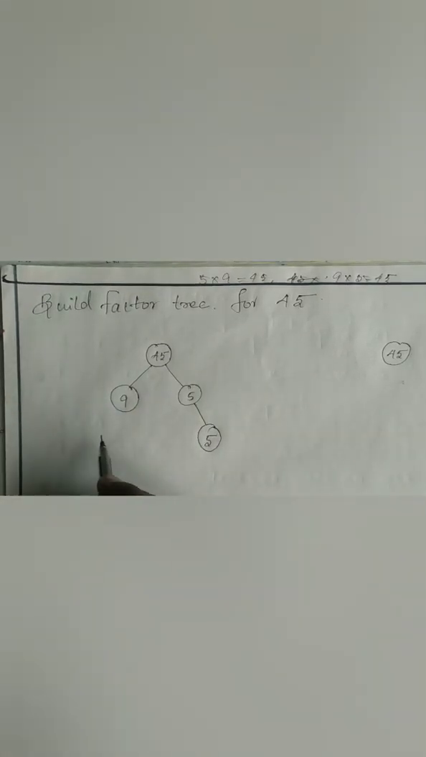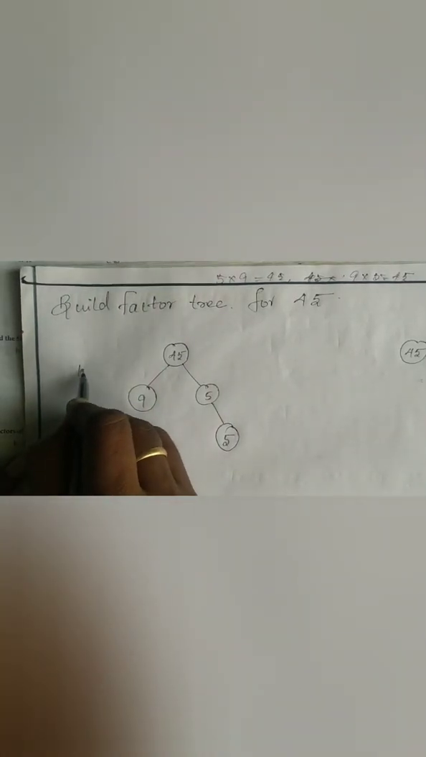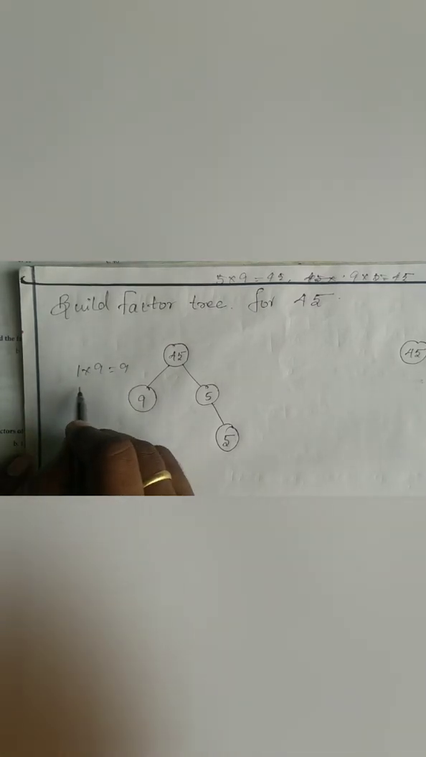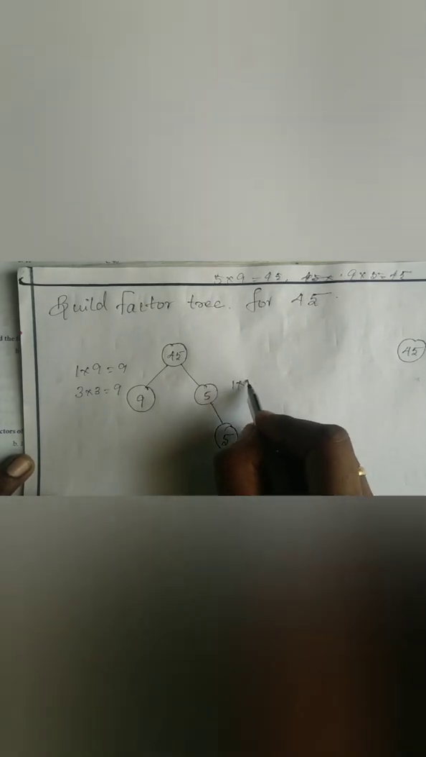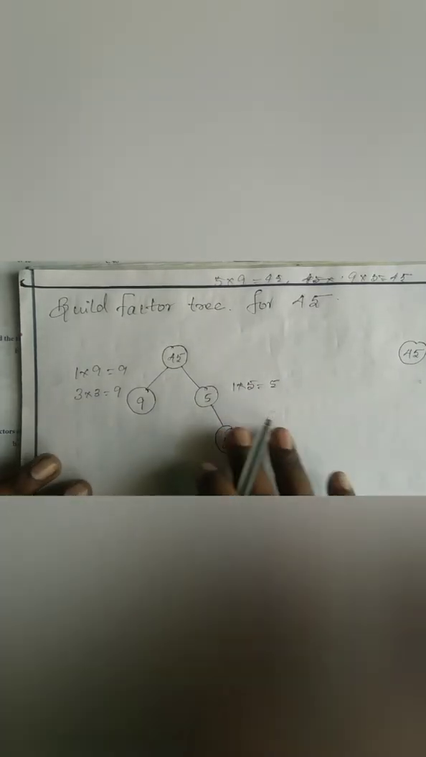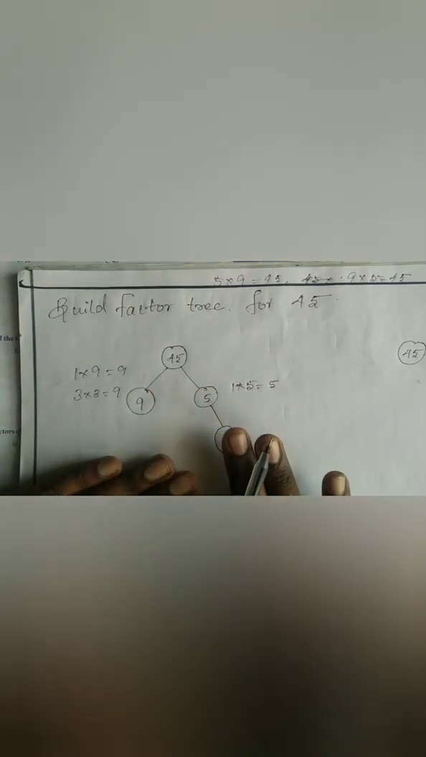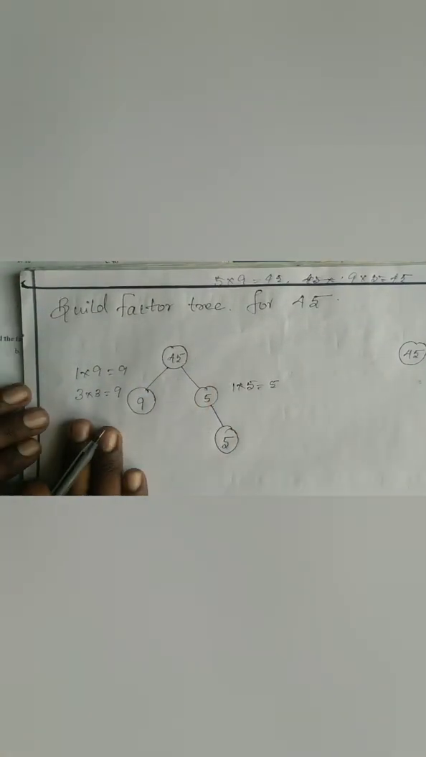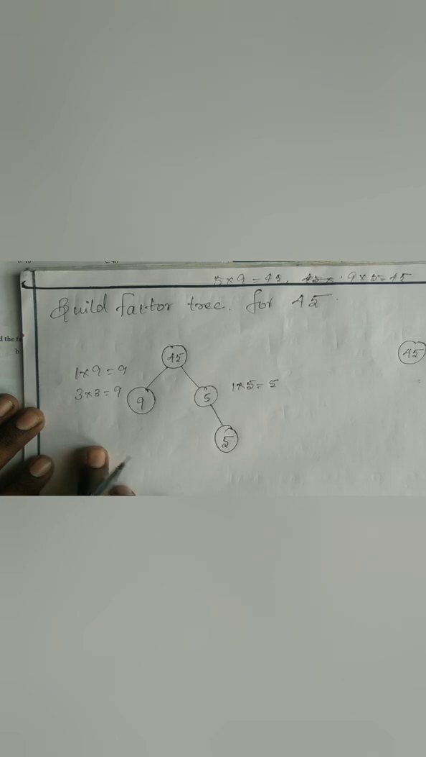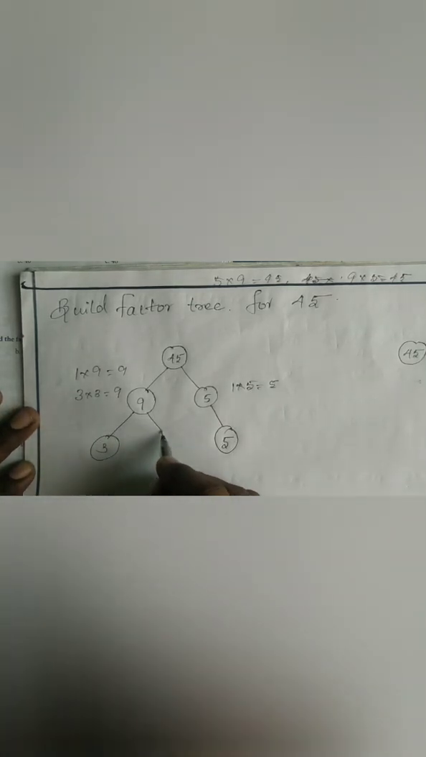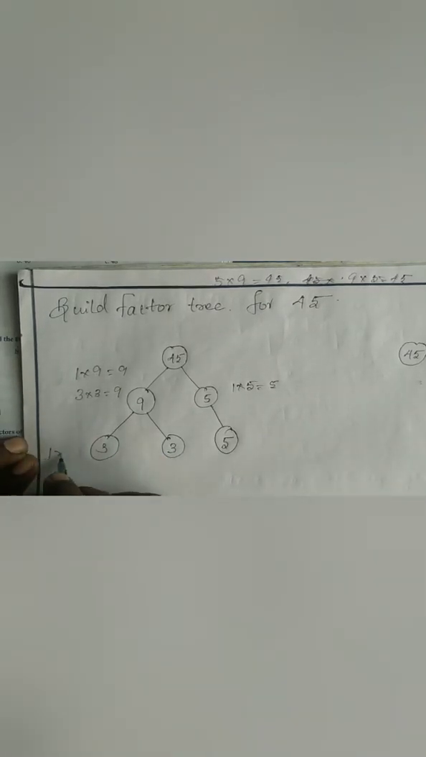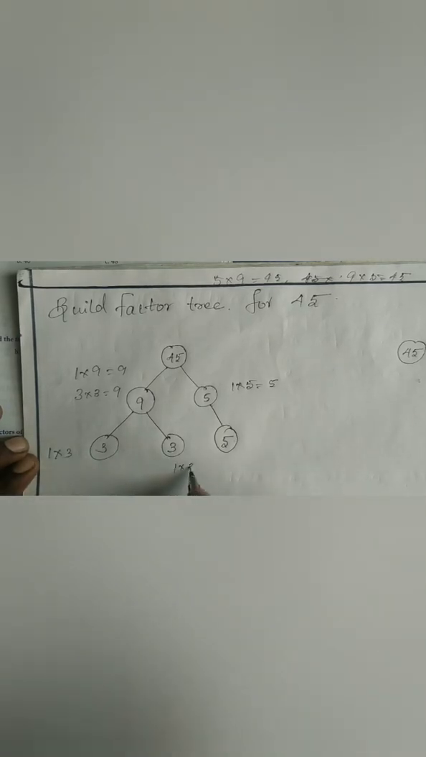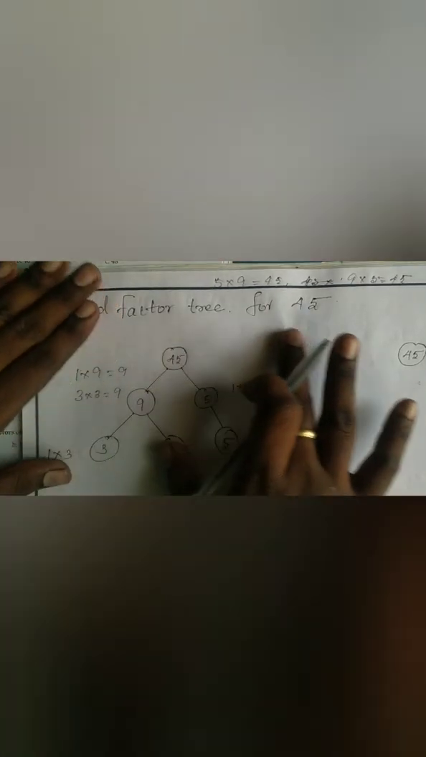Here for 9, any more possibilities? What are the possibilities of 9? 1 9 is 9, we know. In the 3 table, 3 3s are 9. For 5, only one possibility: 1 into 5 is equal to 5. So no need to draw, we can stop up to this. For 9, there is one more possibility: 3 3s are 9. So you split the 9 into two sections, 3 into 3. Further we can't do because here also only one possibility, 1 3 is 3. Here also 1 3 is 3. We can't move further. This is one of the ways.